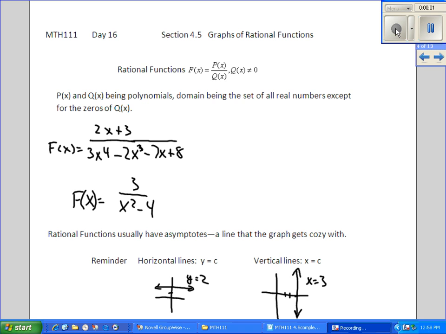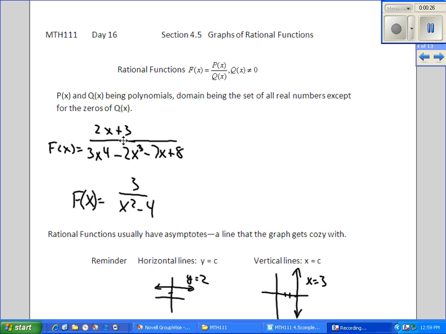Graphs of rational functions. First of all, rational functions are where you have one polynomial divided by another polynomial, so p of x over q of x. And whenever we're dividing by something that has an x in it, we always have to watch out for the domain. The domain is all real numbers except for the zeros of q of x, the denominator. They can be very complicated or very simple.